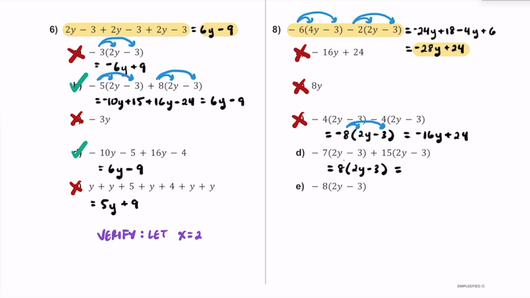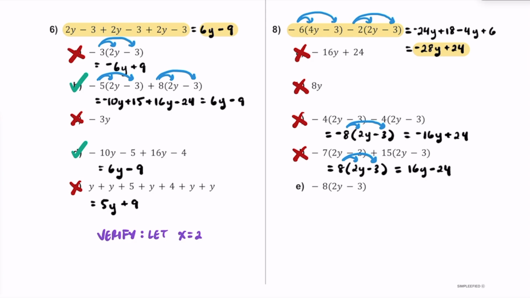So let's go ahead and distribute. If you go ahead here, you're going to see that's going to be 16y minus 24. And it looks like the constants don't match as well as the coefficients don't match. So none of these work as well.